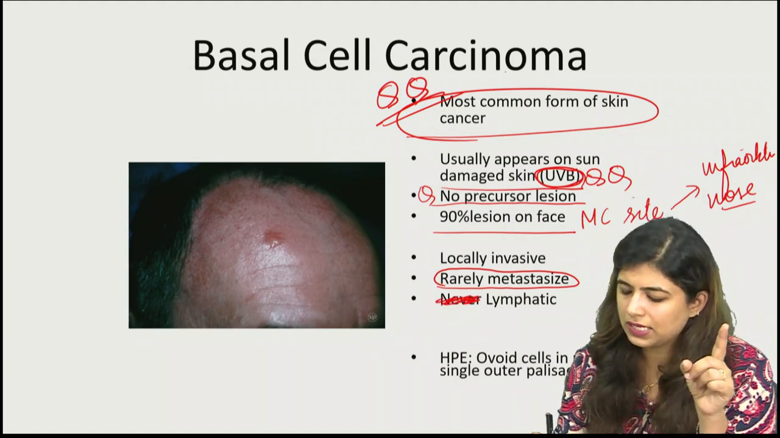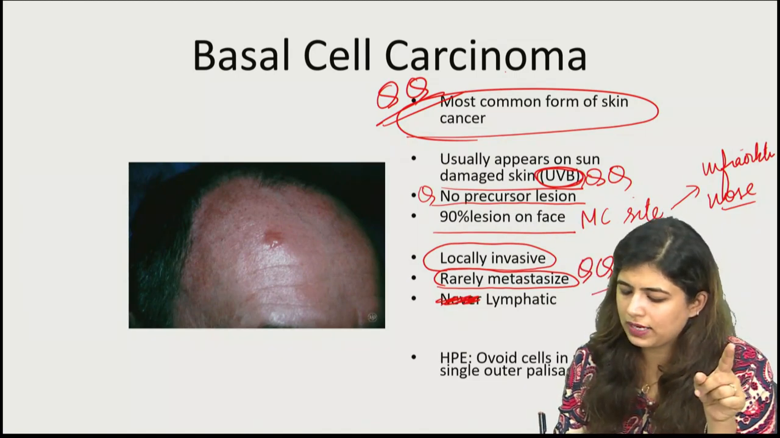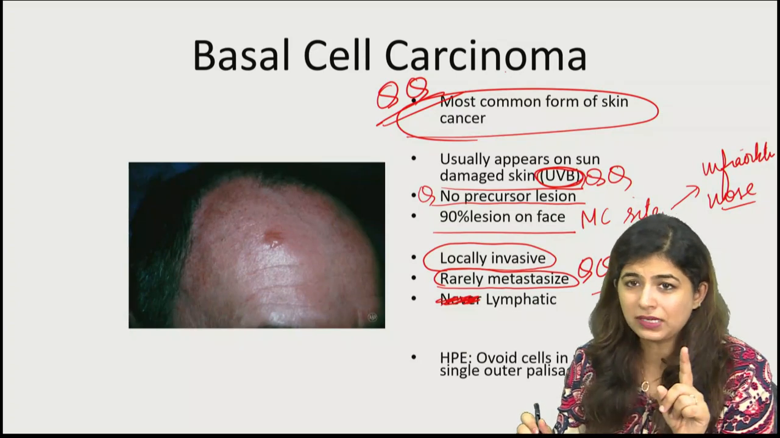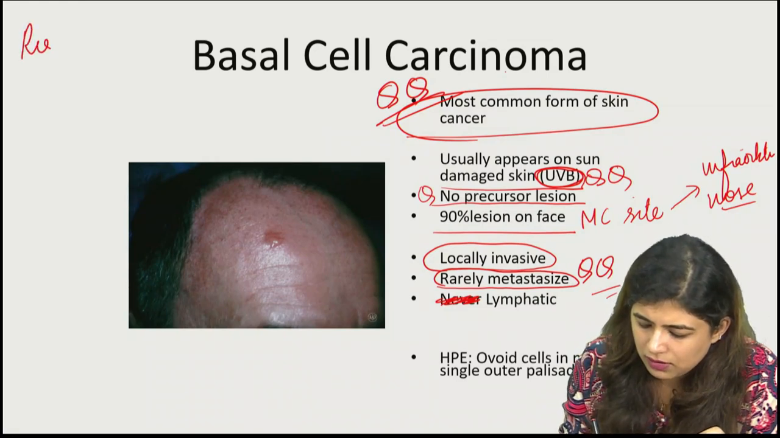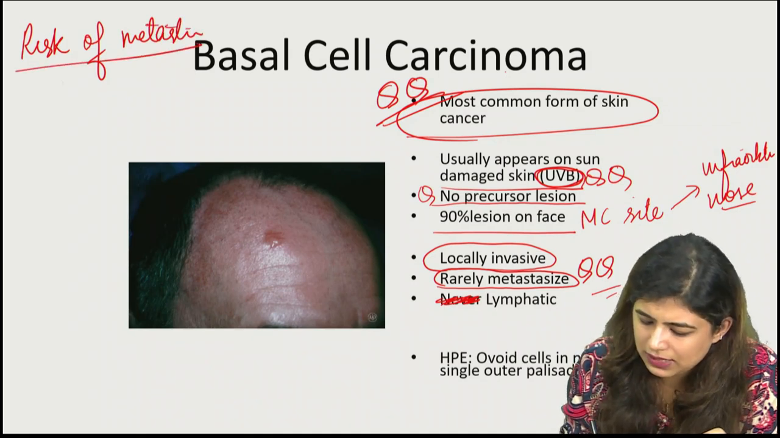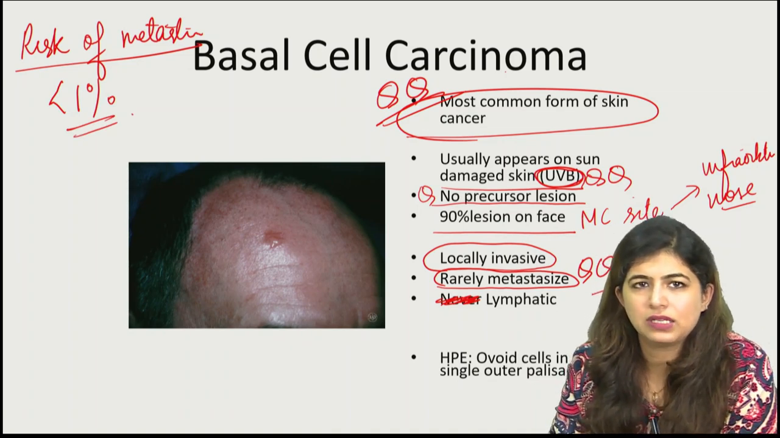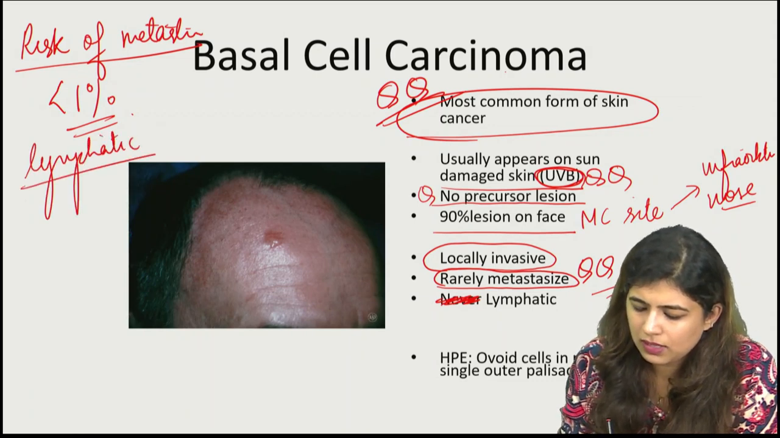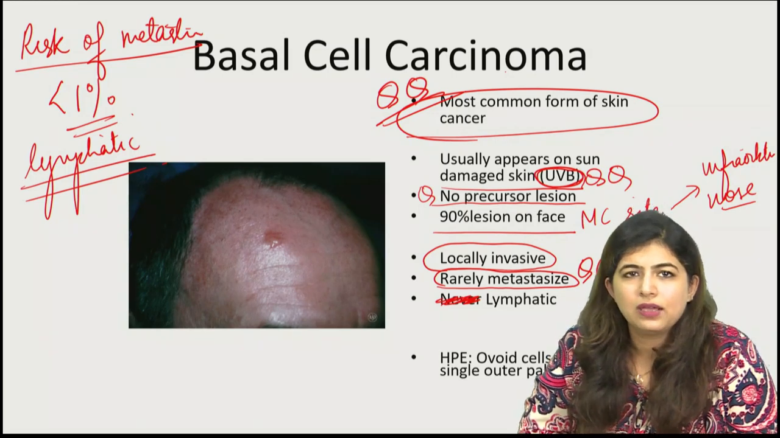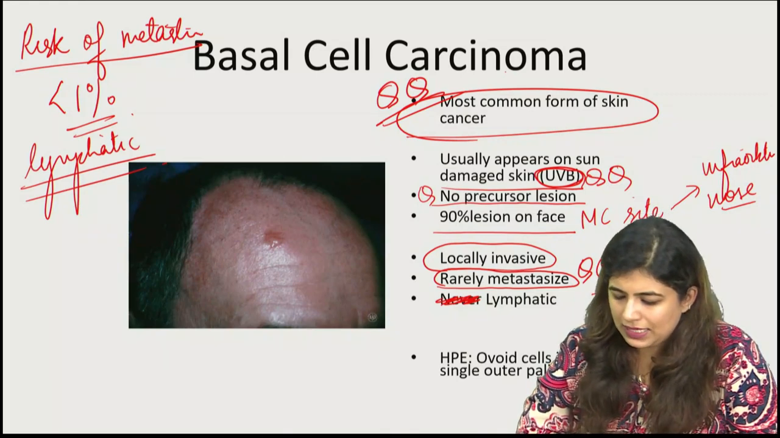BCC rarely metastasizes, however it is locally very invasive. So this is also an important point that you need to remember. There have been a few questions which talk about metastasis. The risk of metastasis in BCC is less than 1%, and if that happens, that happens through the lymphatic route. So in case there is a metastasis here, it will be a lymphatic metastasis.